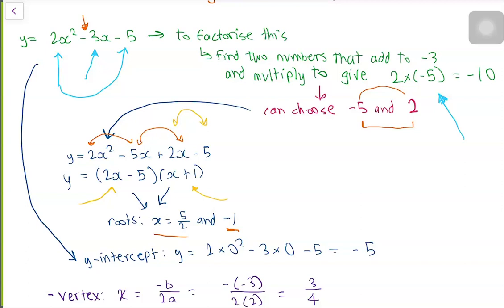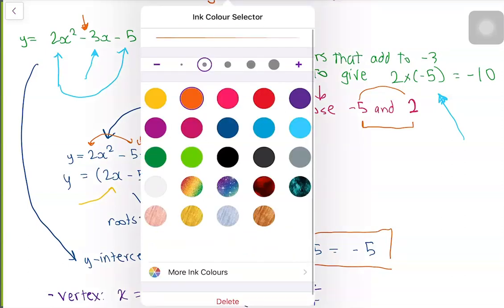Now we can try to find the y-intercept, so where it crosses the y-axis, and this can be found by substituting x equals 0. So if you put x equals 0, we'll get y equals 2 times 0 squared minus 3 times 0 minus 5, and this will give us minus 5. This is where the y-axis is crossed.